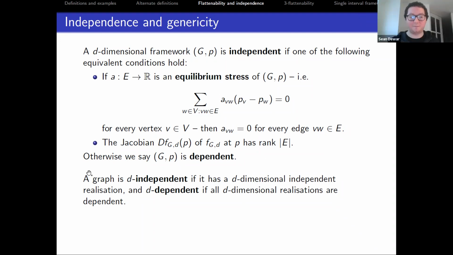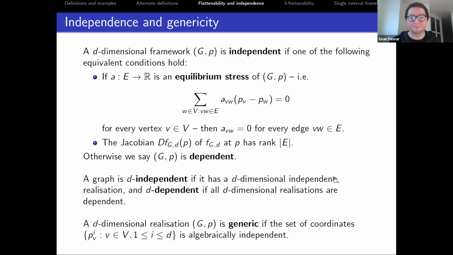A graph is going to be D-independent if it has a D-dimensional independent realization, and it's going to be D-dependent if all D-dimensional realizations are dependent. In fact, if it's D-independent, then pretty much all of its D-dimensional realizations will be independent. This is a rigidity theory result, and it's basically tied into this stuff here.